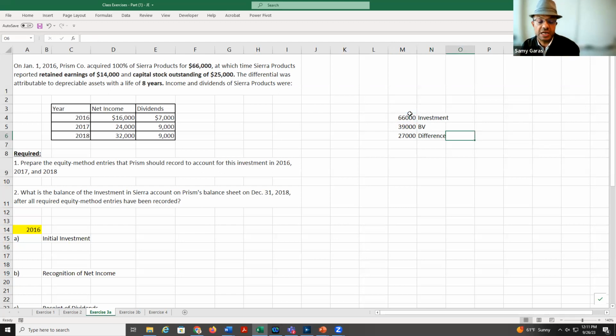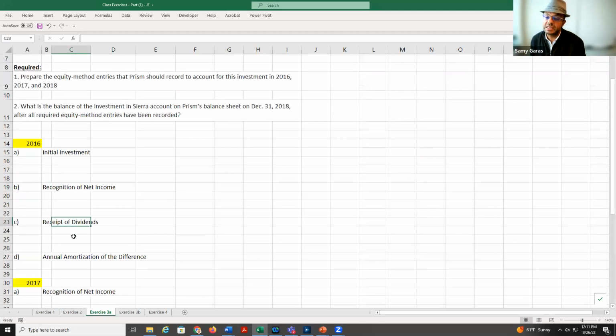I need to amortize this difference over 8 years, as you can see in the exercise here. So if I divide 27 by 8 years, I get 3,375 that needs to be amortized. And the subsidiary company made income and dividends for the coming 3 years as shown here. Now, again, we need to do the initial investment, the recognition of the net income, the dividends, and the amortization as we did in the prior 2 exercises.